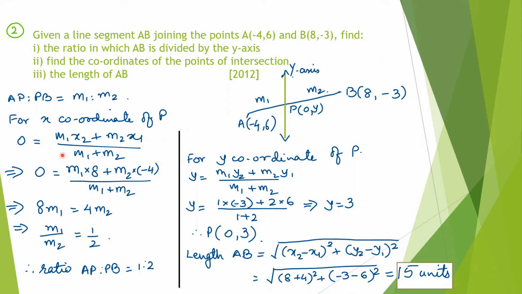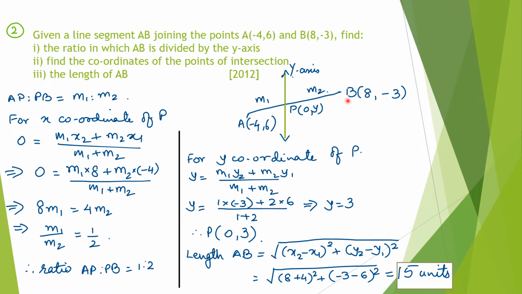The next question: given a line segment AB, joining the points A is minus 4, 6 and B is 8, 3. Find the ratio in which AB is divided by the y-axis, and find the coordinates of the point of intersection. That means you have to find the coordinates of P, and you have to also find the length of the line segment AB.